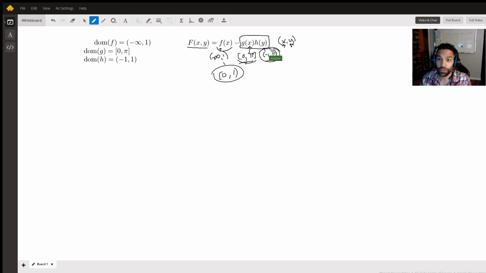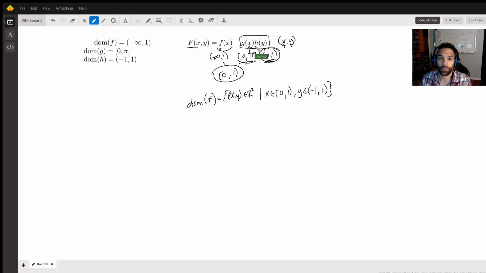Now, there's no other functions in terms of y, so that is the domain of y. So if we put this more formally, the domain of the capital F is x and y in R squared, I'm assuming the real numbers here, such that x is in this interval and y is in that interval.